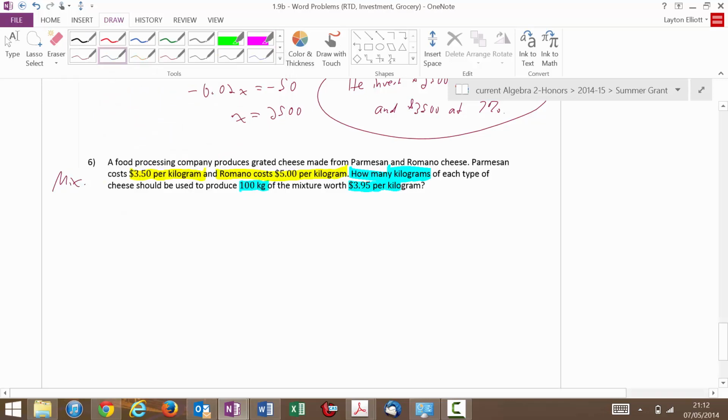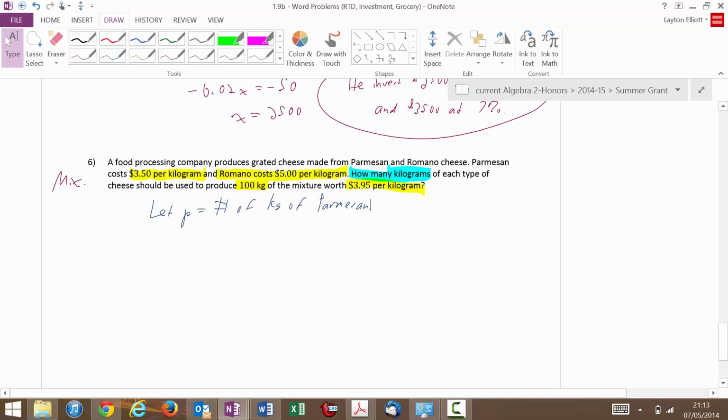Well, let's start with the variables. How many kilograms of each type? So I should have kept these bottom ones a yellow highlight to be consistent. There we go. How many kilograms of each type? Well, we're going to let P equal the number of kilograms of Parmesan.